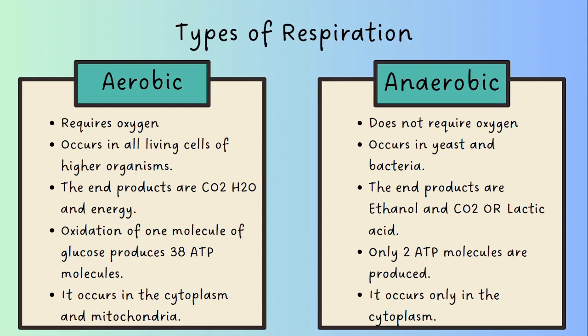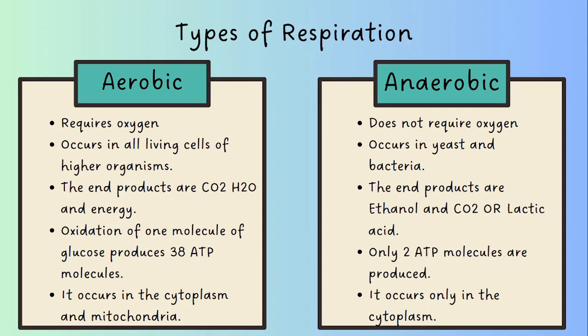Then let's see anaerobic respiration. Anaerobic respiration doesn't require any oxygen, right? So it occurs in yeast, bacteria, basically lower organisms. Here oxidation is incomplete, and the end product is sometimes ethanol, sometimes lactic acid, and along with that carbon dioxide and a little bit of energy. Only two ATP molecules are produced.